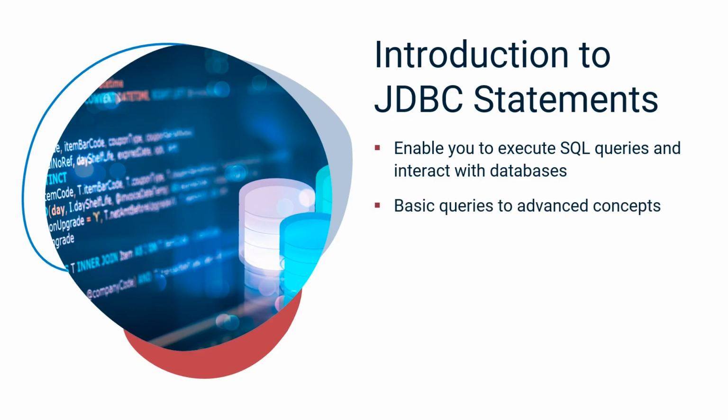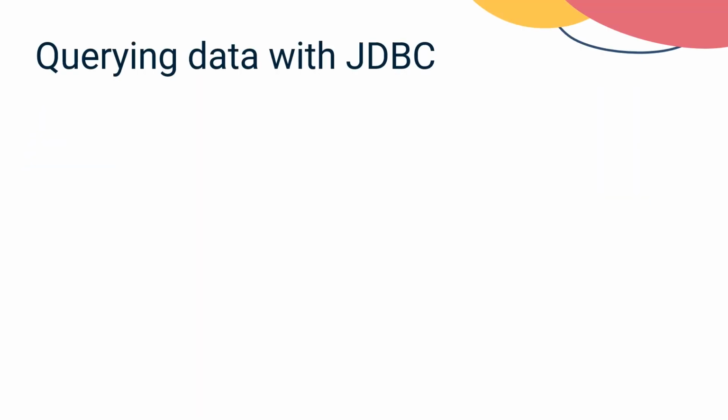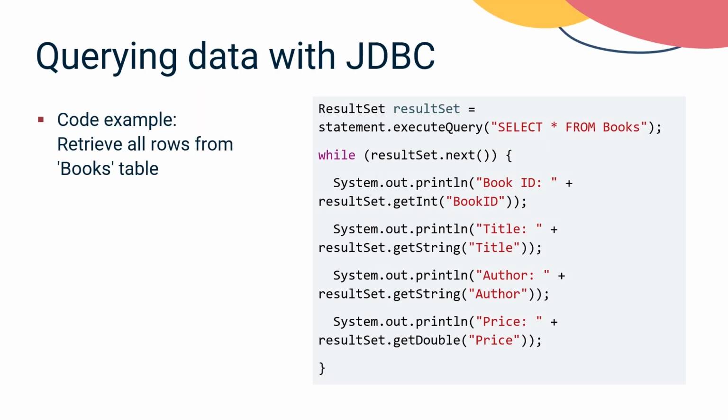We'll begin by executing some basic queries and then gradually introduce advanced concepts such as filtering, sorting, joining tables, and handling null values. Each concept will include code examples and explanations to help you understand how the statement class works. To start, here is an example of how to retrieve all the rows from a books table. In this code, the statement.executeQuery select asterisk from books part executes the SQL select query, which retrieves all the data rows from the books table.